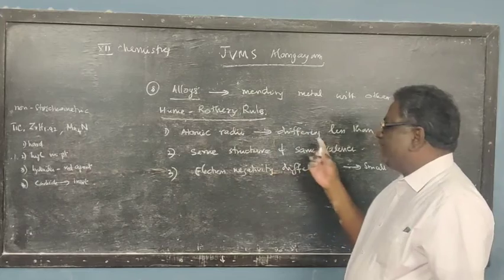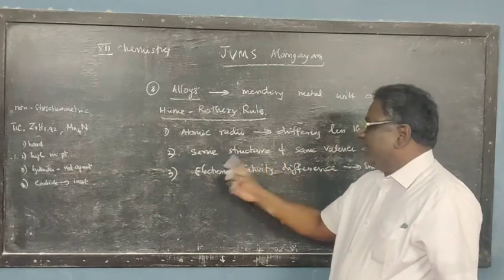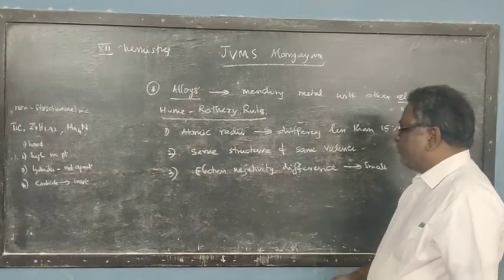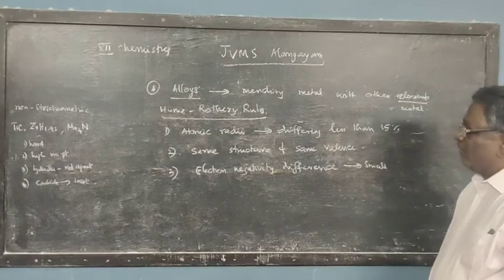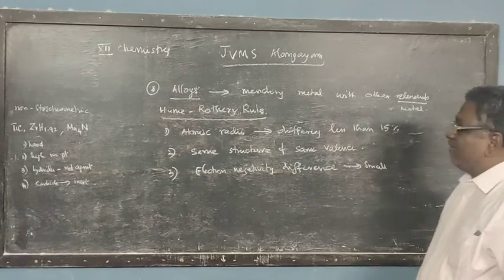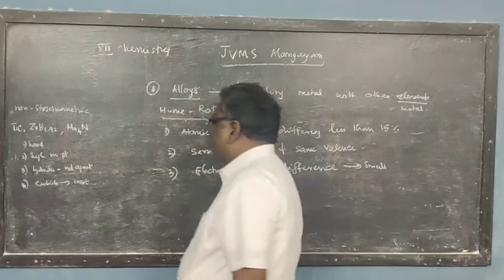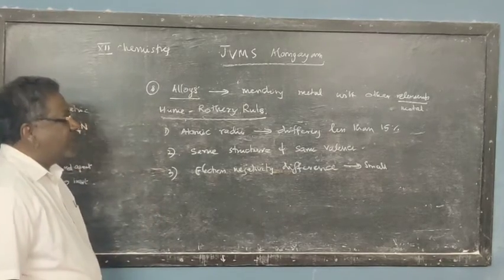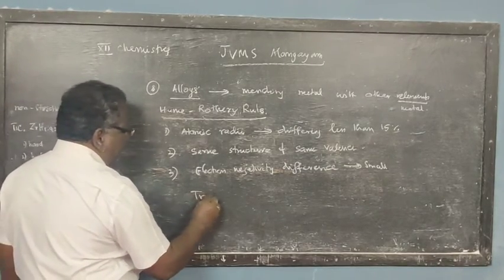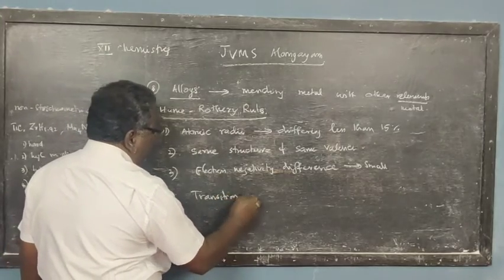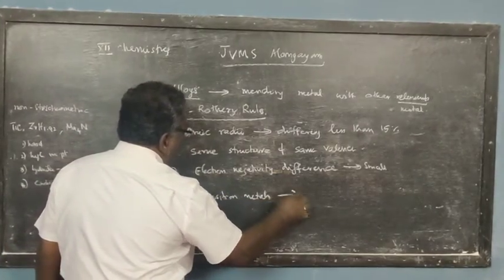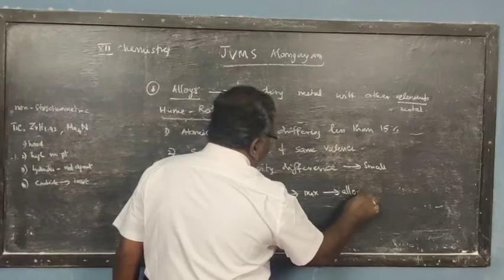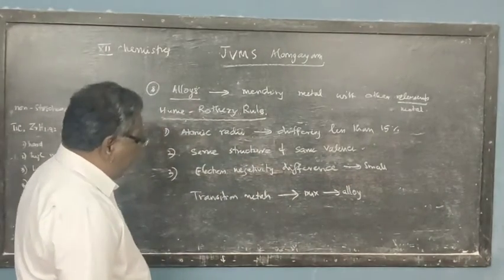So their atomic radius difference must be less than 15%. Then they must have the same structural arrangement and the same valency. The third thing is their electronegativity difference must be almost zero or very small, right? So this type of alloys are very useful in our daily life, right? Mostly transition metals mix with each other to form alloy. So what is the reason mainly for that?